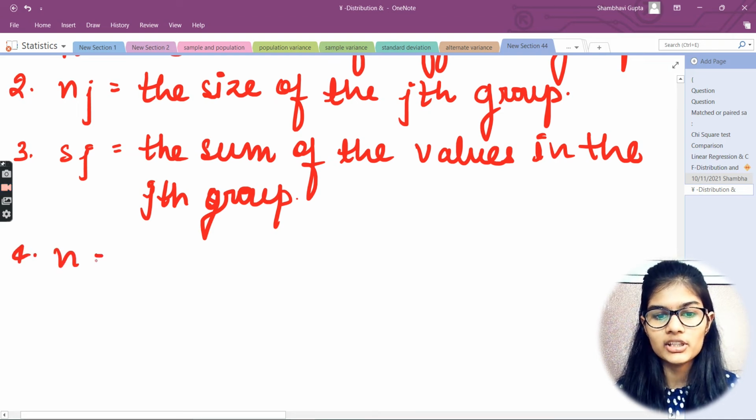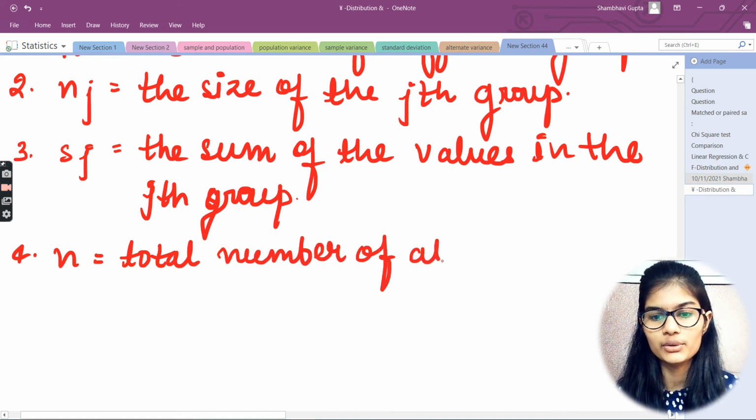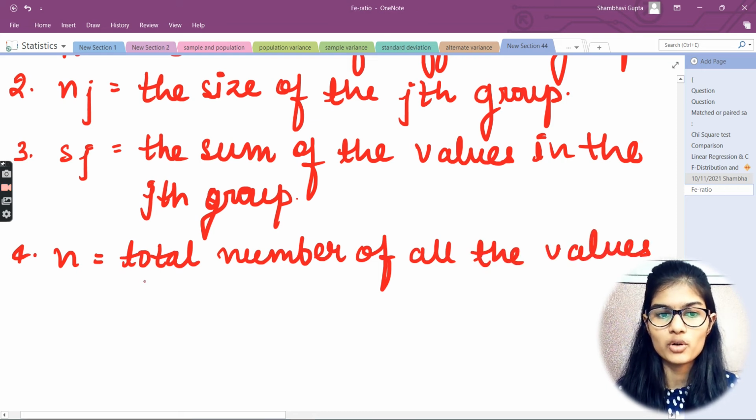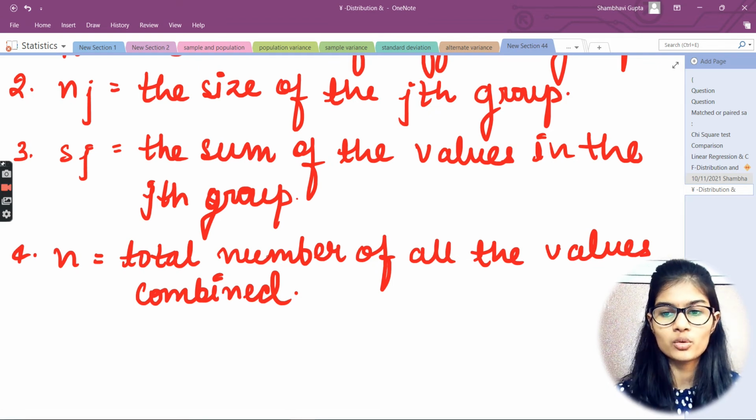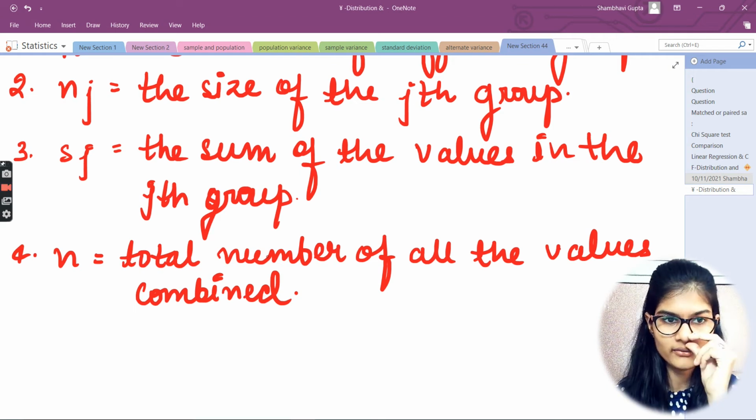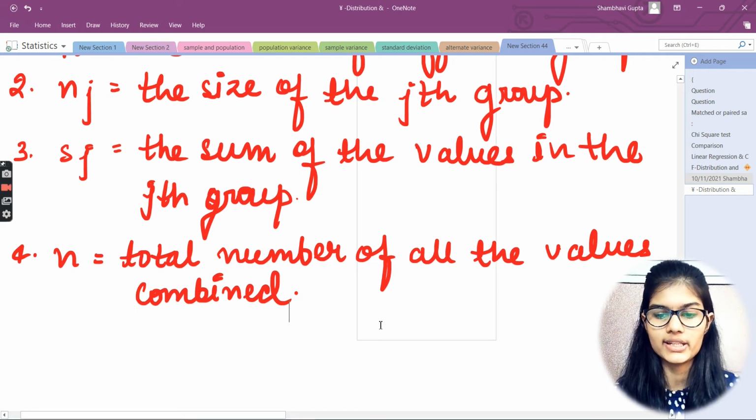Next, moving towards number 4, we have small n. What is that? It is the total number of all the values combined. Okay, so what is the small n? Small n is basically the total number of all the values combined. Fine. We could just as well say it is the total sample size, that is sigma of n of j. Okay, right.